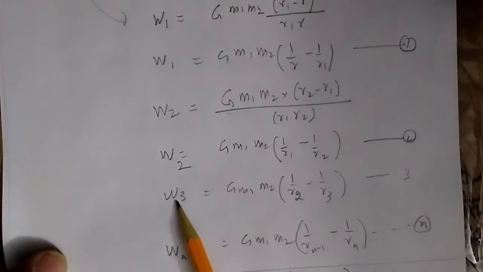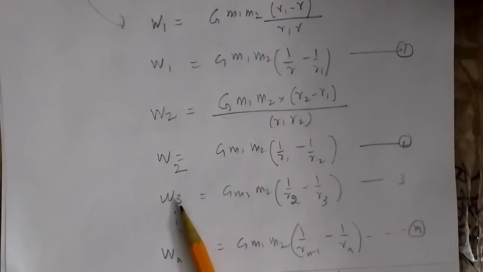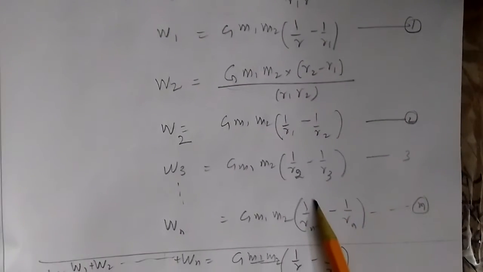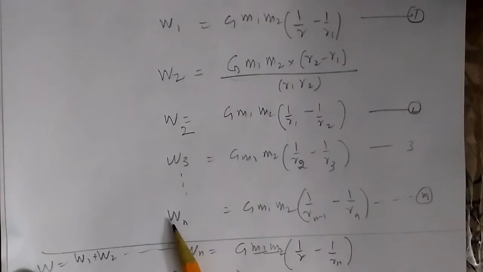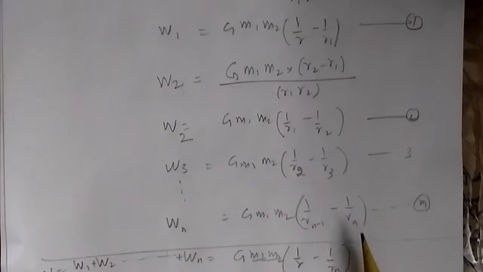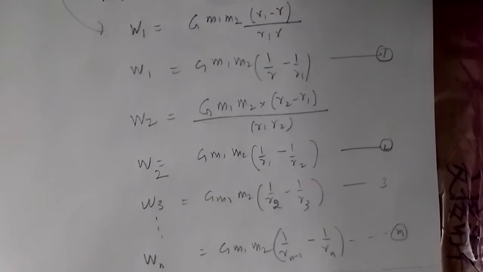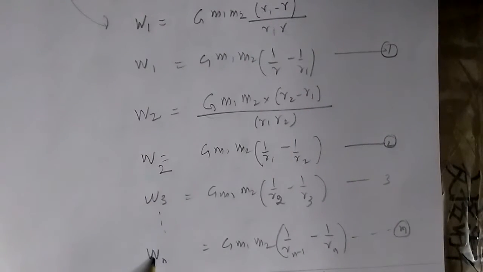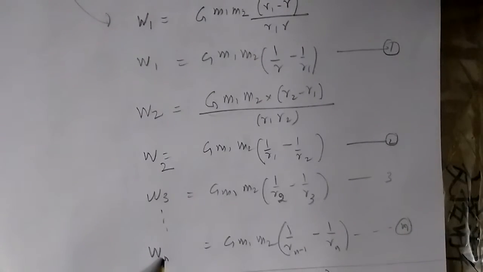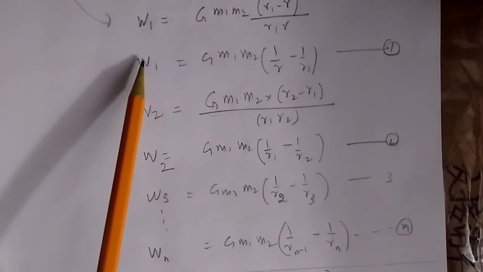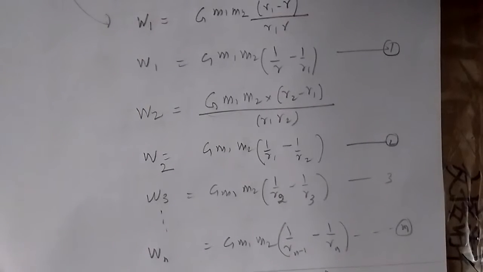In the same way, we find the work done from R2 to R3 as G m1 m2 times 1 upon R2 minus 1 upon R3. And we can continue doing this. Let's say we take the nth position, we have G m1 m2 times 1 upon R(n minus 1) minus 1 upon Rn. The total amount of work can be obtained by adding these works W1, W2, W3, up to Wn, which will give us the amount of work done in taking the particle from position R to position Rn.